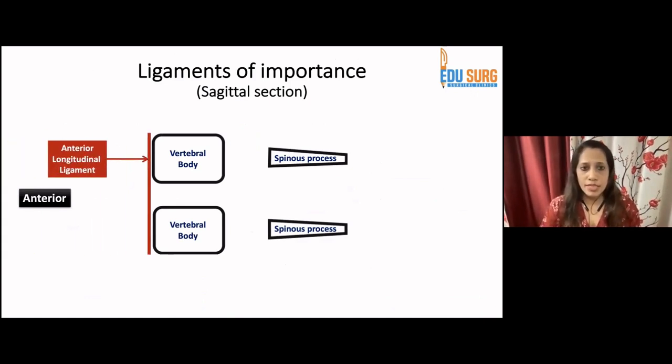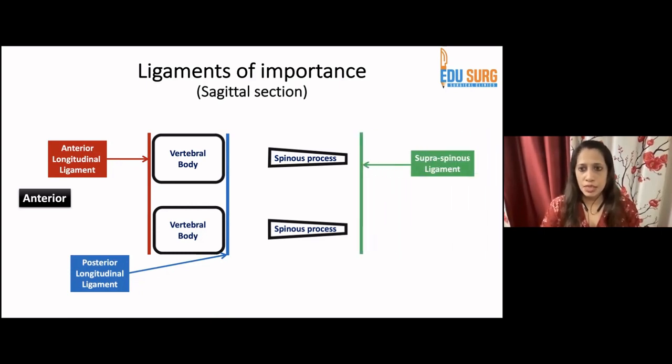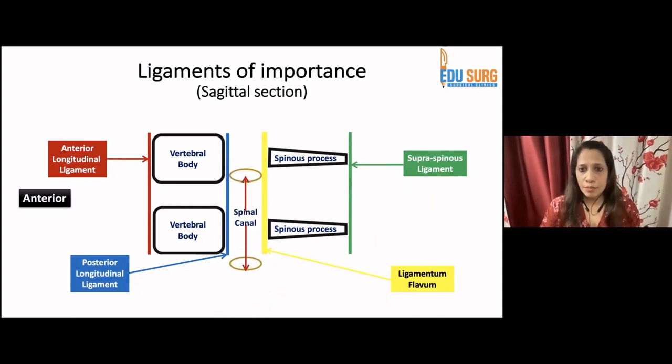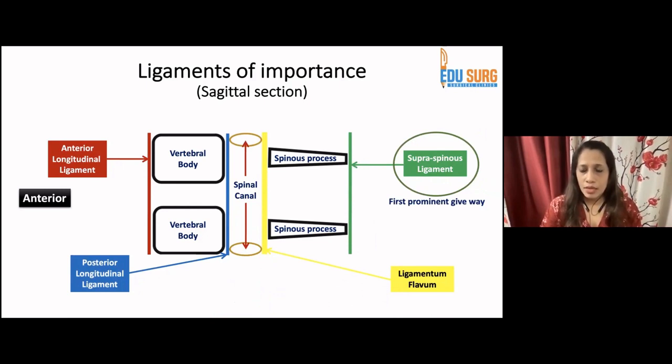Okay, so here you can see in red the anterior longitudinal ligament. The blue is the posterior longitudinal ligament, supraspinous ligament, ligamentum flavum. Here is the spinal canal in the center. Okay, so when you're doing the procedure, you're obviously going to go through the skin and subcute. The first give way, that is when you feel the needle suddenly has this loss of resistance, is the supraspinous ligament. Okay, the second prominent give way is the ligamentum flavum.